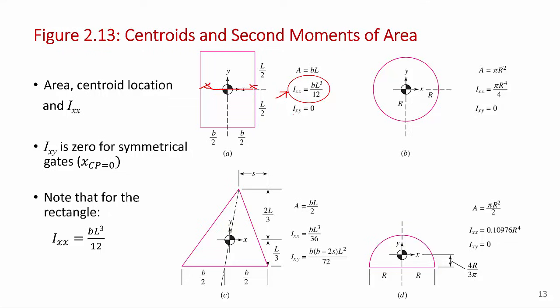And you'll notice for the shapes that are symmetrical around the y-axis, like this one, that IXY is 0. And if you look at this triangular gate, if you set S equal to B upon 2 so that it's completely symmetrical about the vertical axis, you'll also find that IXY is 0. So the centroid locations and the second moment of area, normally around the horizontal x-axis, is what you want. They're all available in tables, and we won't have to do those integrals, though I'm sure you've done those in other courses in the past.